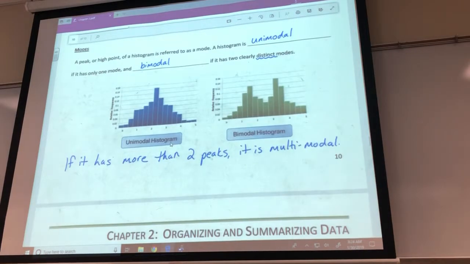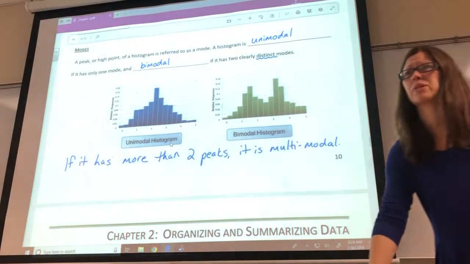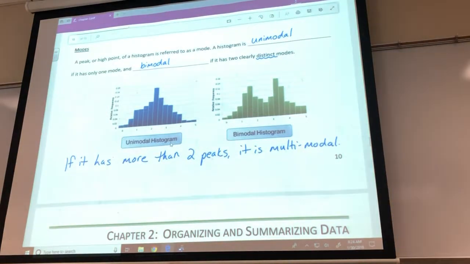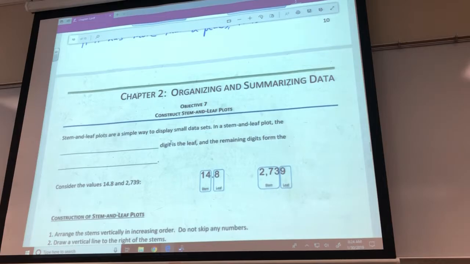Okay, so those are histograms and describing the shape of the distribution. So before we move on, does anybody have questions about frequency distributions or histograms? Okay. So we're going to talk about now stem and leaf plots.